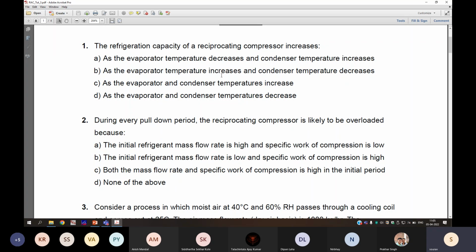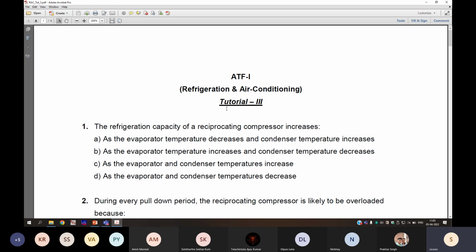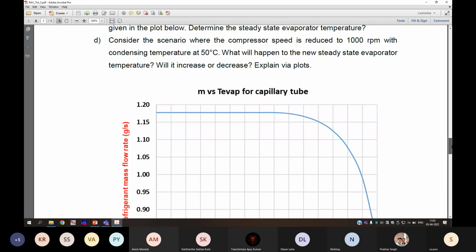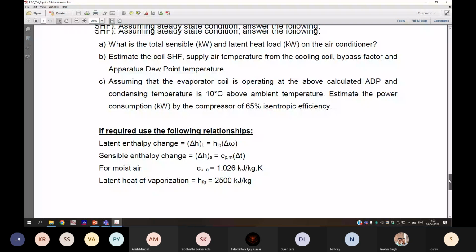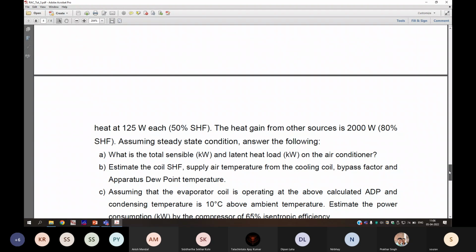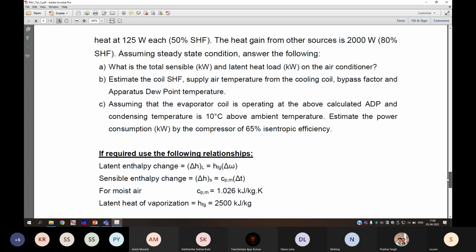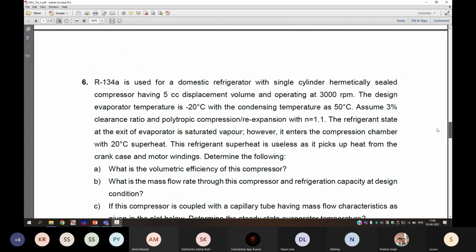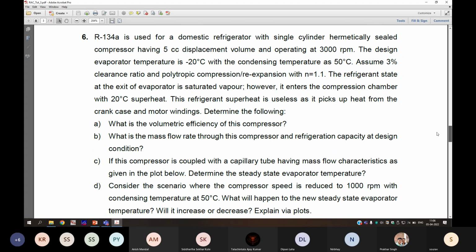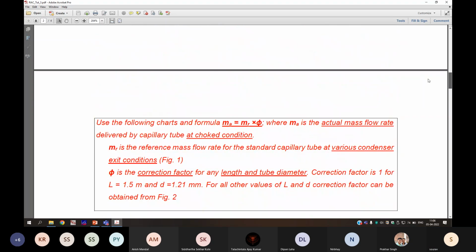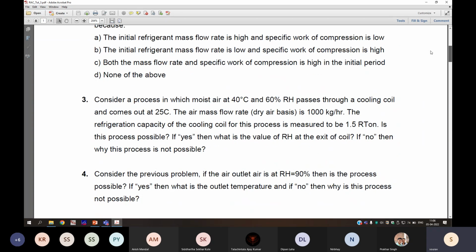So this last tutorial is a combination of compressor, expansion device, and air conditioning processes. Let's see what questions. I think the last question is very similar to the example problem. The sixth question is on the compressor as well as the capillary tube. The fifth question is on the capillary.